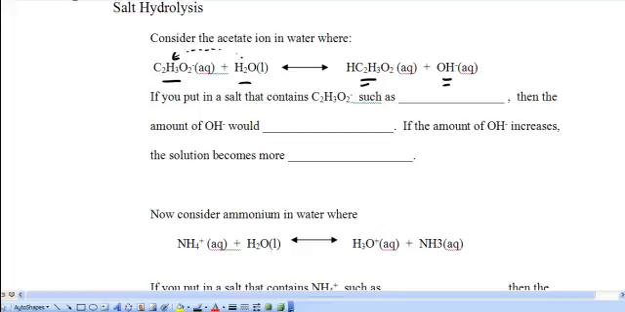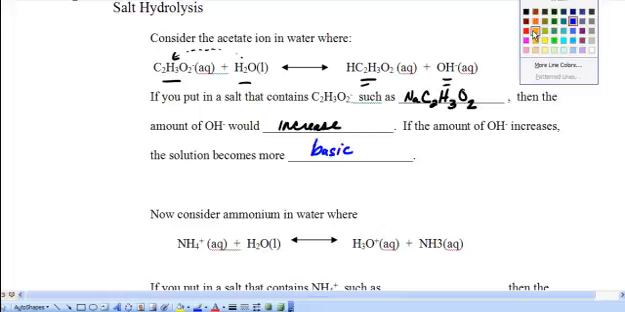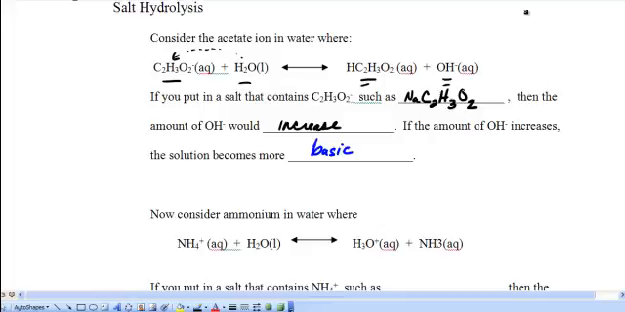So notice what's happening. If you put in any salt that contains acetate, such as sodium acetate, potassium acetate, whatever the case may be, we'll just write down sodium acetate, then the amount of hydroxide would increase based on this reaction. Well, if the amount of hydroxide increases, then the solution will become more basic. And we'll do that in blue, just to be consistent here. So adding a salt that contains the acetate ion will make the solution more basic.